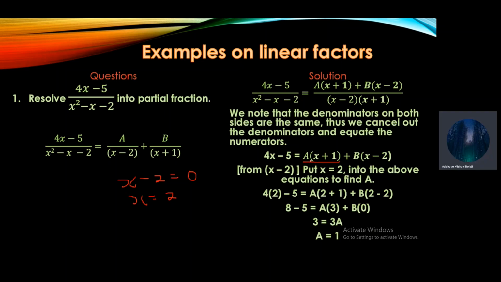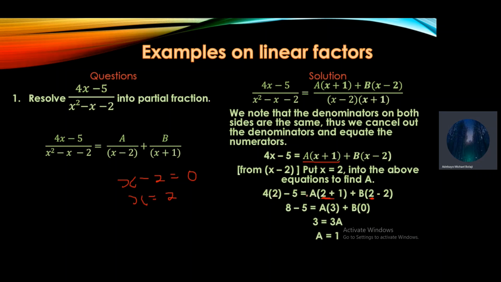So to find this A, the factor which is not attached to A, you find the value of x in that factor and you put it in the equation to find your A value. Is that okay? Okay, which we've done here. So now put x equals 2. So anywhere we see x, we put 2. So in 4x minus 5, we put 2. X here, we put 2. Are you following me? X here, we also put 2.